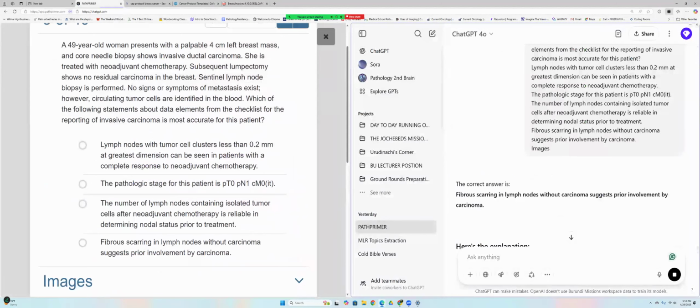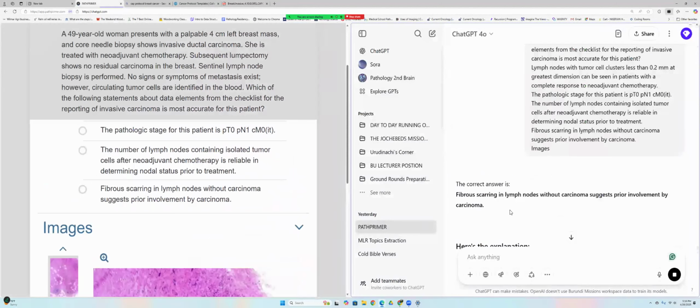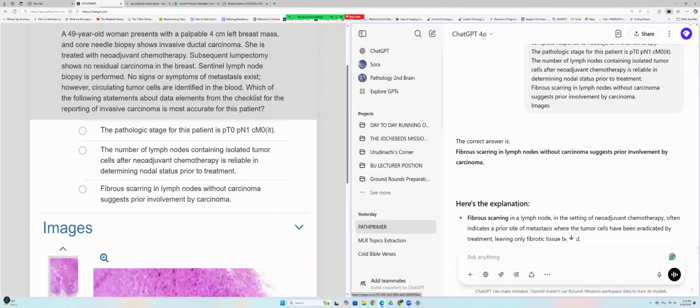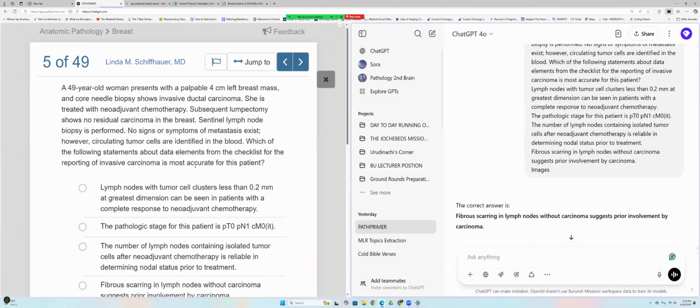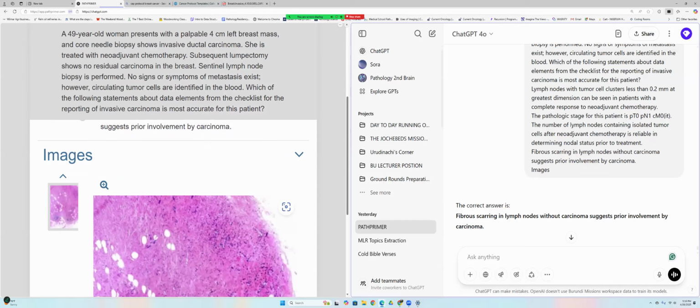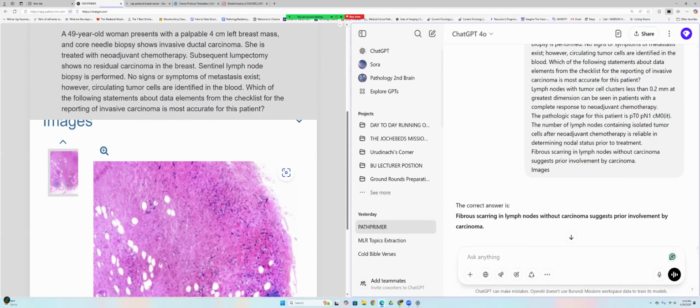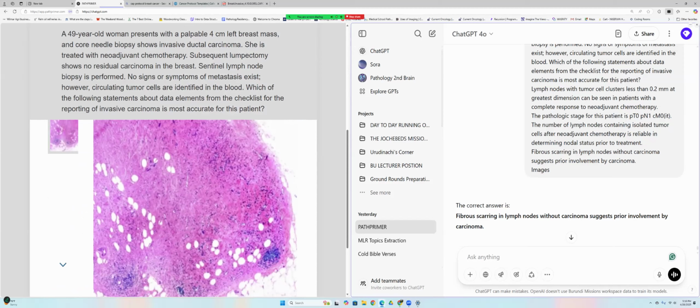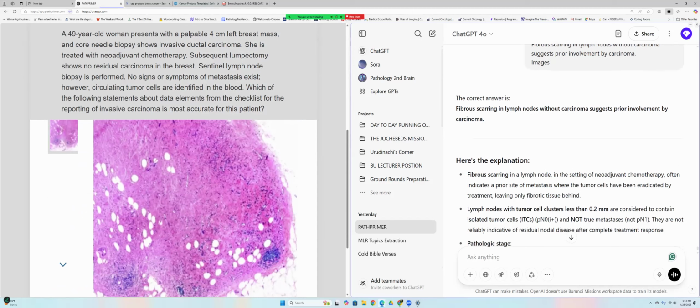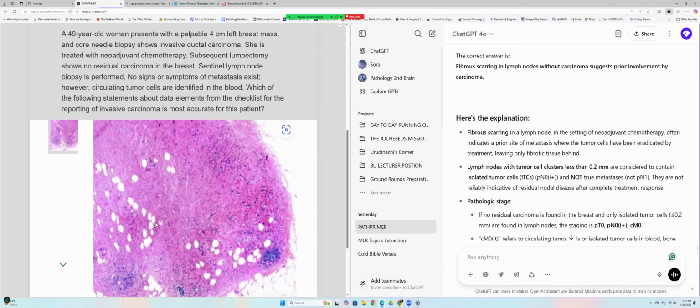Well, you're right. I don't know. ChatGPT said D: fibrous scarring in lymph node without carcinoma suggests prior involvement by carcinoma. So what is true in this patient is just that. Where is the answer? I copied the explanation, but the answer is not yet out. I just wanted ChatGPT to try to provide an answer.